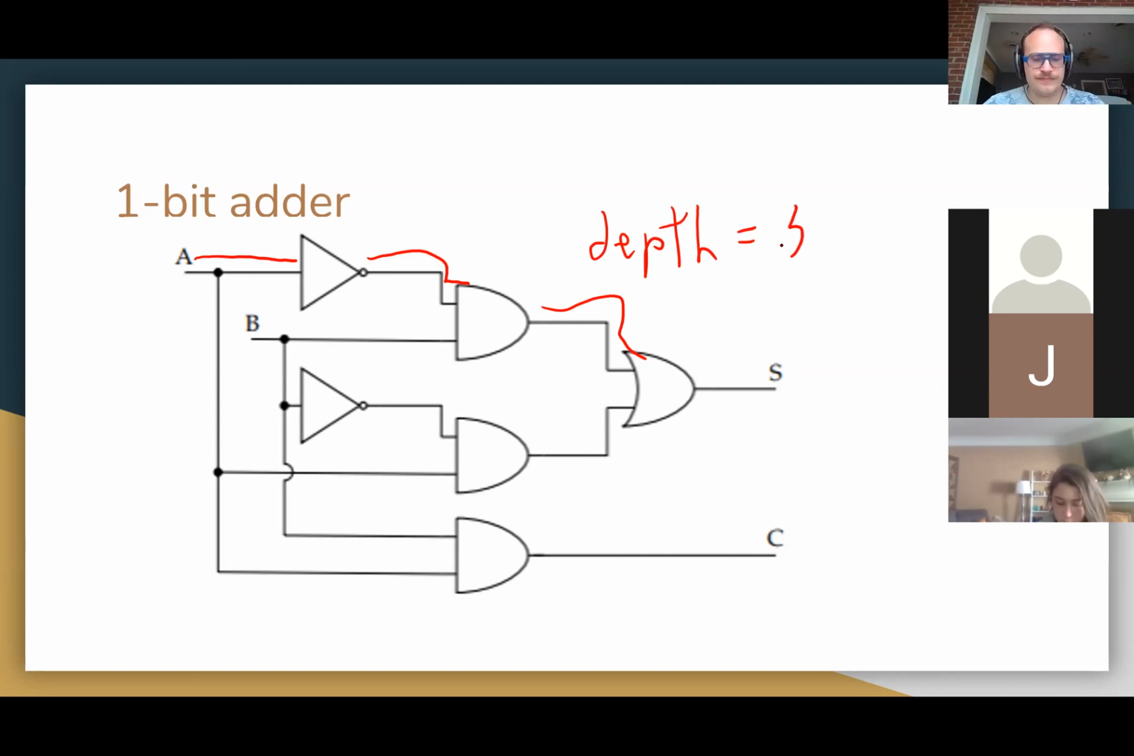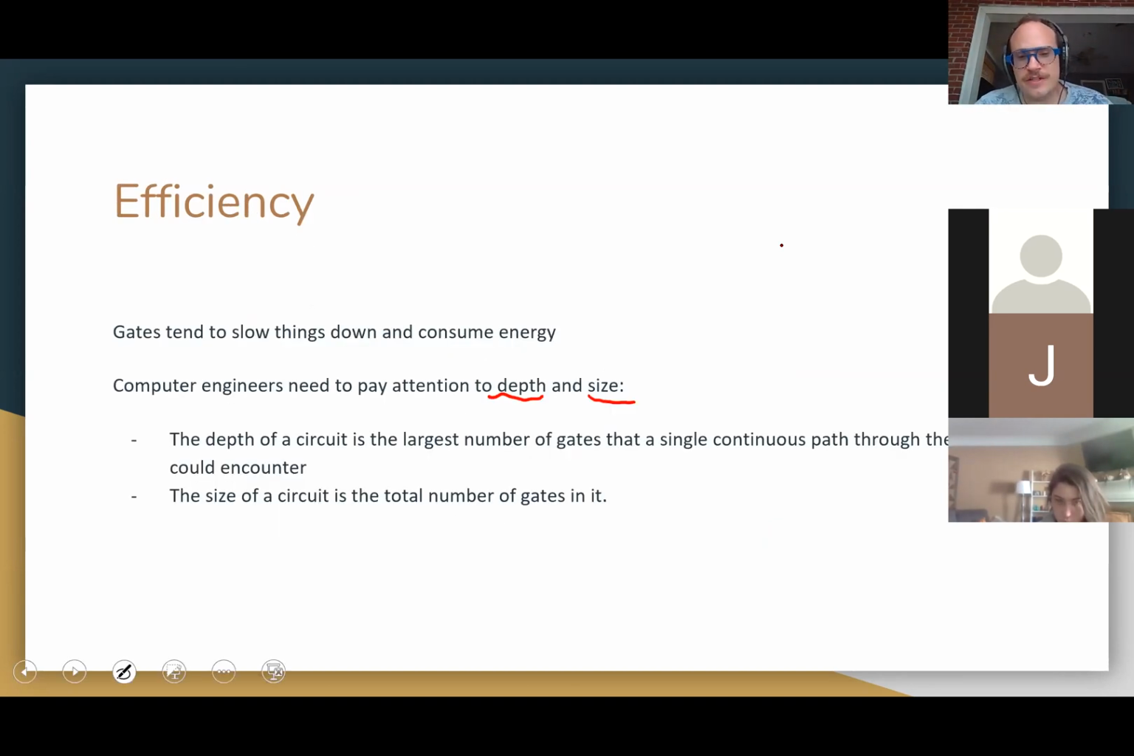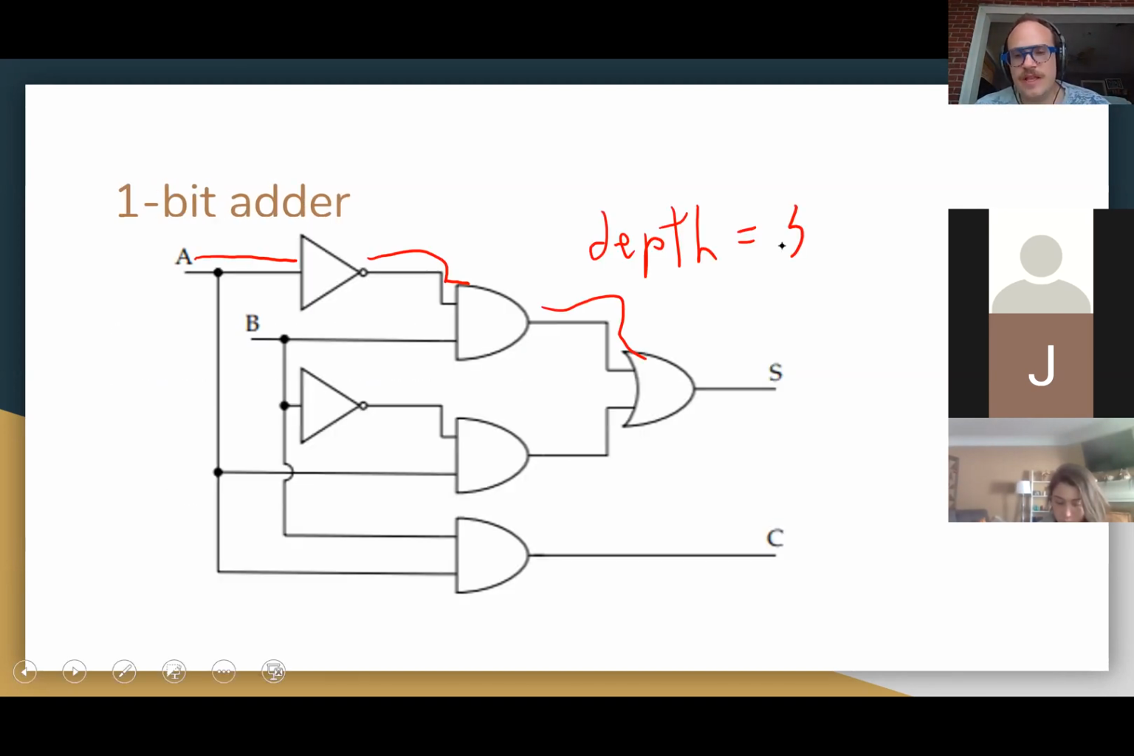So the depth is 3. The size of the circuit is the total number of gates in it. So the size here is 1, 2, 3, 4, 5, 6. All right. So these are different measures of efficiency, and they're the two that engineers are broadly concerned with. So the fewer gates you have, the better, and the less depth.